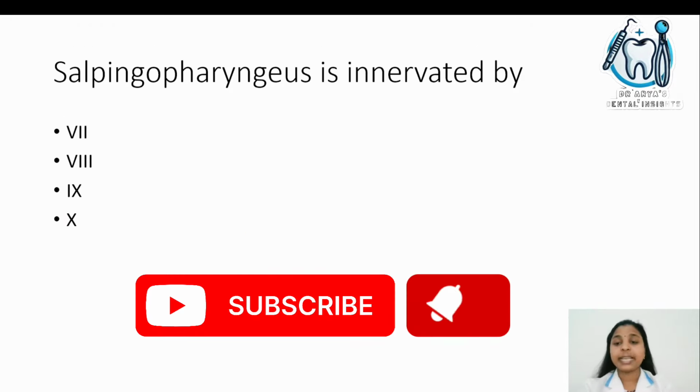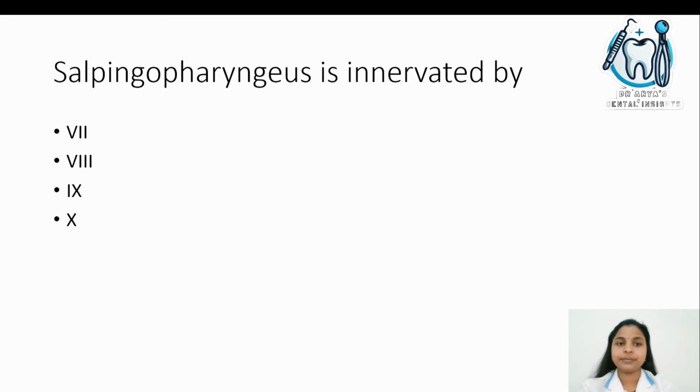So what about the next question? It is salpingopharyngeus. It's innervated by which cranial nerve? Cranial nerve number 7 or 8 or 9 or 10. From this, you have to identify which muscle this is. This is the muscle of pharynx.